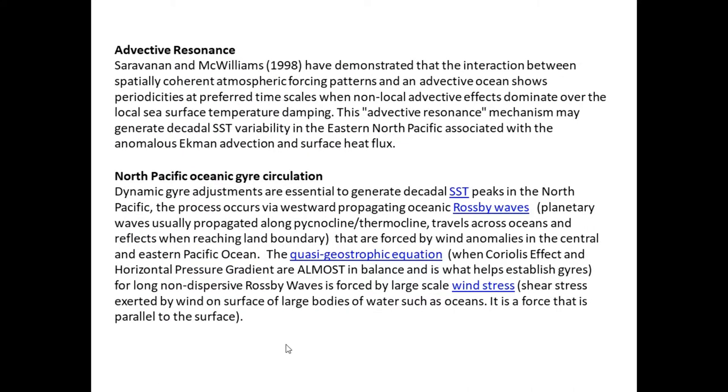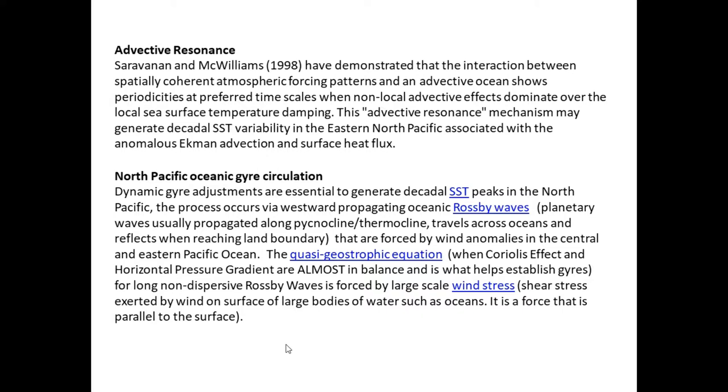Effective resonance: Saravanan and McWilliams in 1998 demonstrated that the interaction between a spatially coherent atmospheric forcing pattern and an advective ocean shows periodicities at a preferred timescale when non-local advective effects dominate over the local sea surface temperature damping. This advective resonance mechanism may generate decadal SST variability in the eastern North Pacific associated with the anomalous Ekman advection and surface heat flux. Okay, that's a mouthful. What they're basically saying is atmospheric-oceanic interactions are going to affect what kind of sea surface temperatures take place, whether it's going to be dampened, in other words, suppressed. Advective resonance. Resonance refers to a frequency.